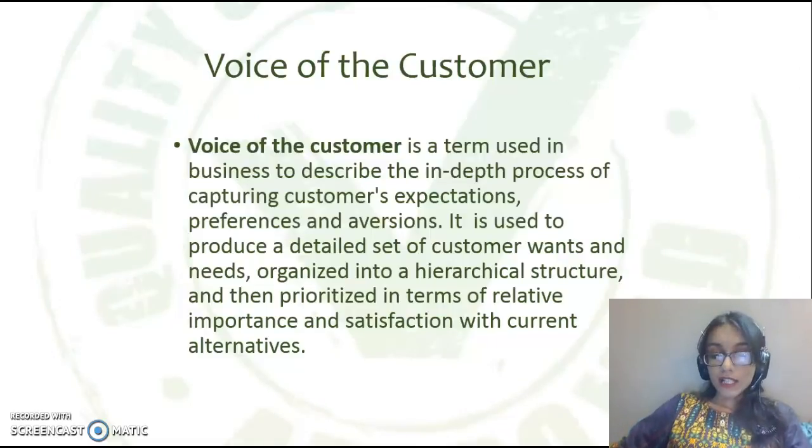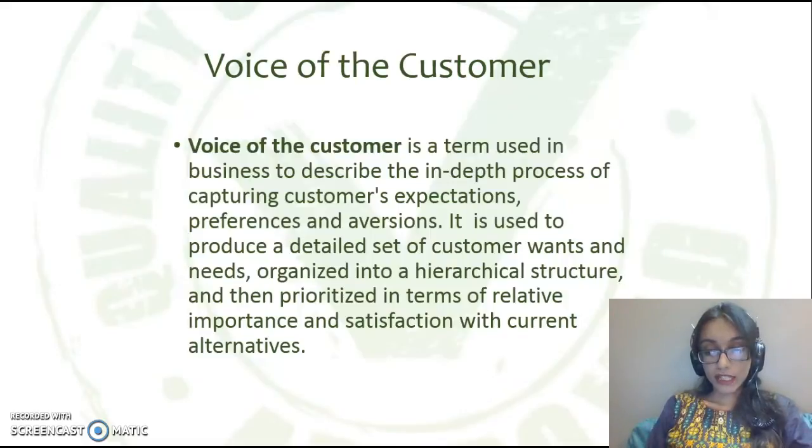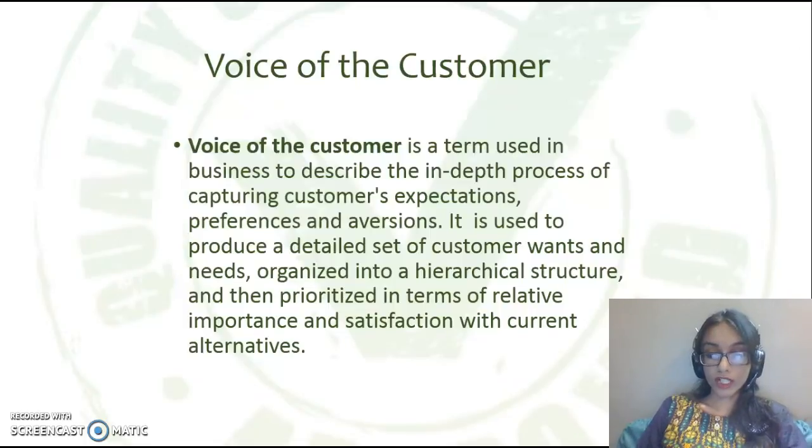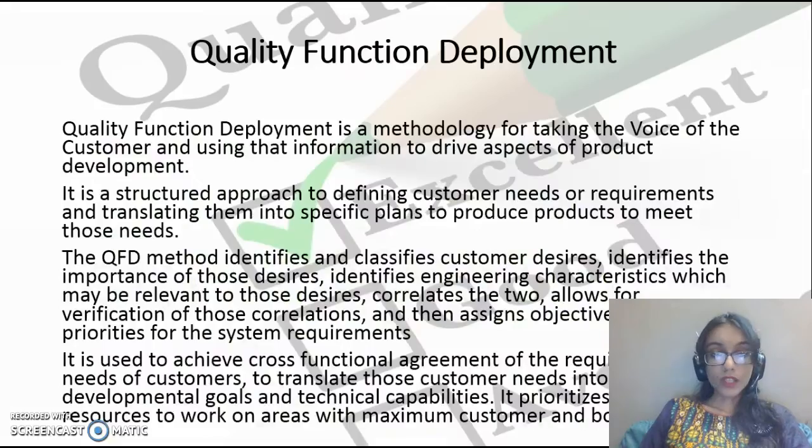What this basically means is that organizations try to understand exactly what the customer wants and what the customer needs, and then they try to rank the importance of each of these wants and needs and figure out exactly how to provide those wants and needs to the customers in terms of their own products and services, and what may be the alternatives which could be available to the customers.